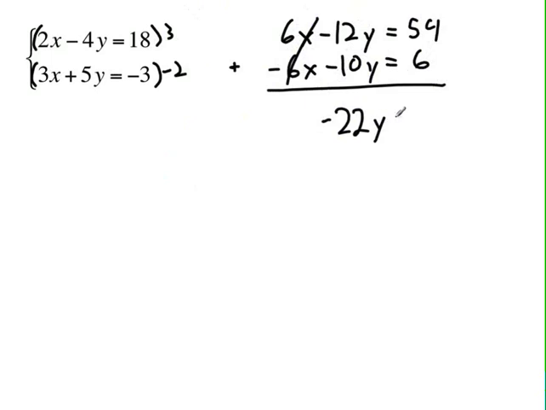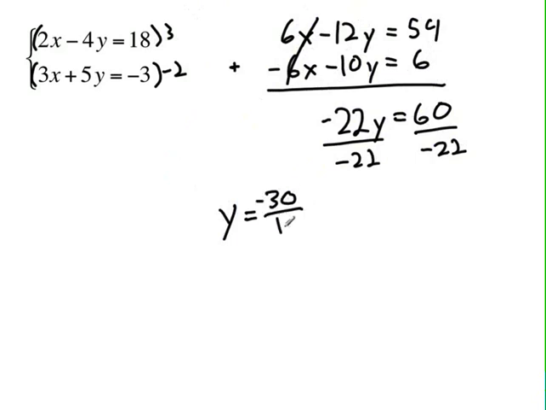22y equals 60. So if I divide by negative 22 on both sides, you end up getting y equals, now they're both divisible by 2, so this is going to be negative 30 over 11. Now, that just gives me my y value, because we're trying to find a point. And so we know the y value.